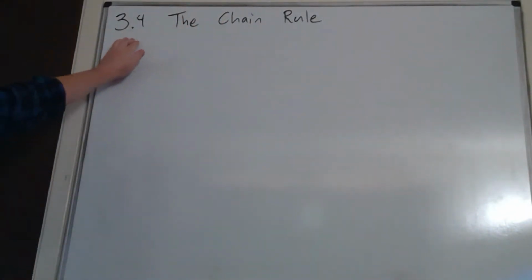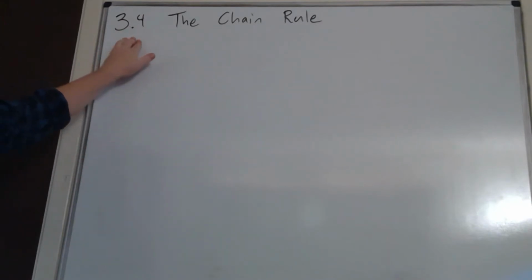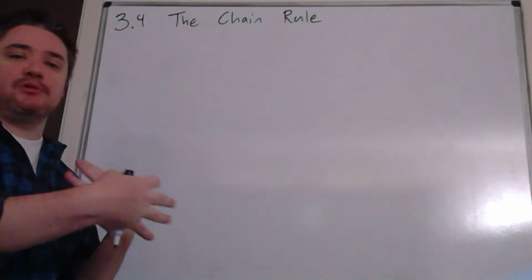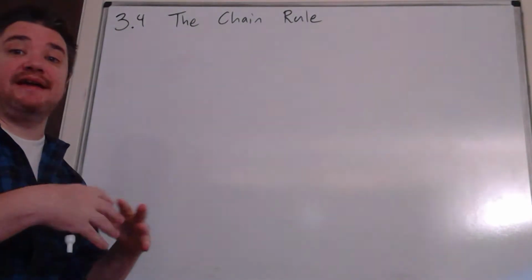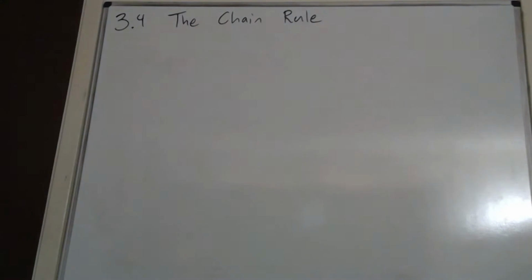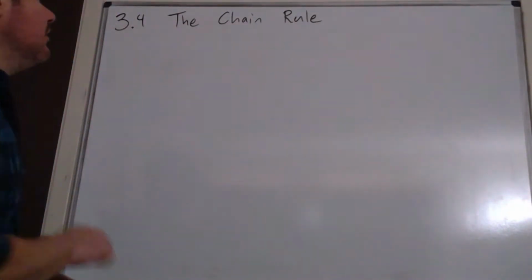All right, folks. Section 3.4 is called the chain rule, and it's the next basic derivative rule that we've got to learn. All right, I say basic. It's a little bit complicated. It's necessary when the function that we're trying to take the derivative of is itself a composition of functions, meaning that we've got maybe one function plugged into another function, and we're trying to take the overall derivative. All right, called the chain rule.